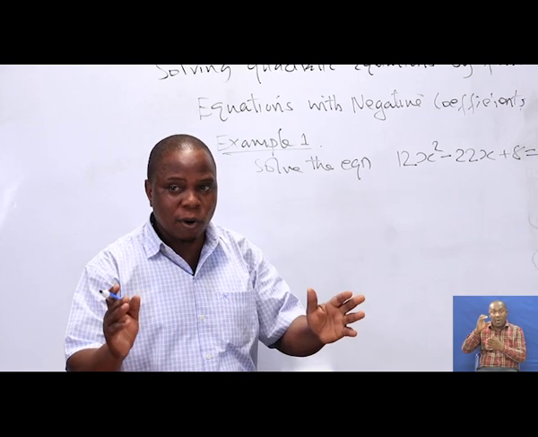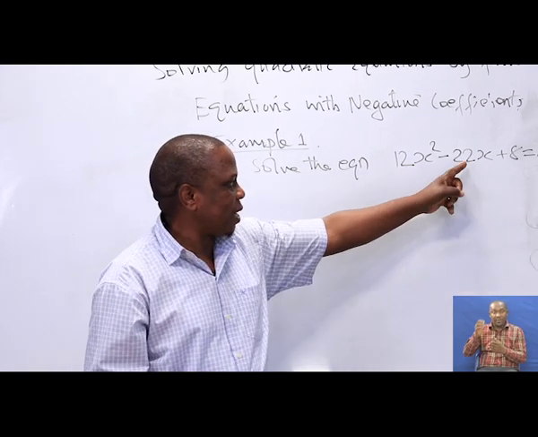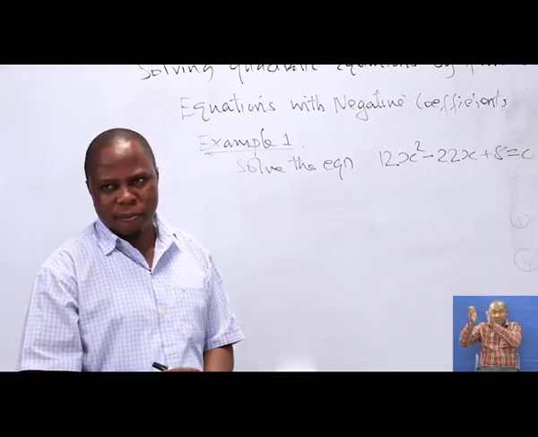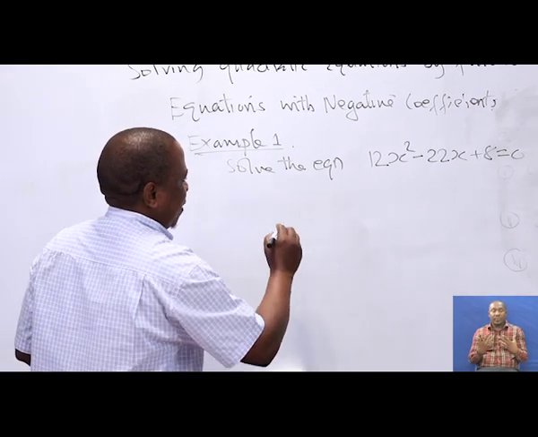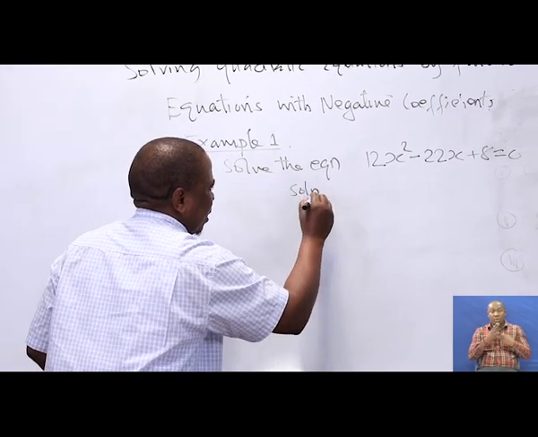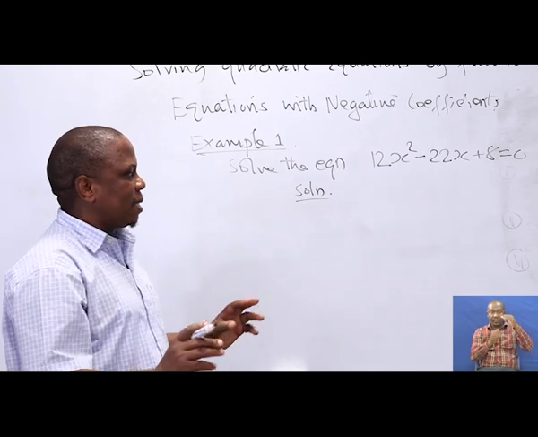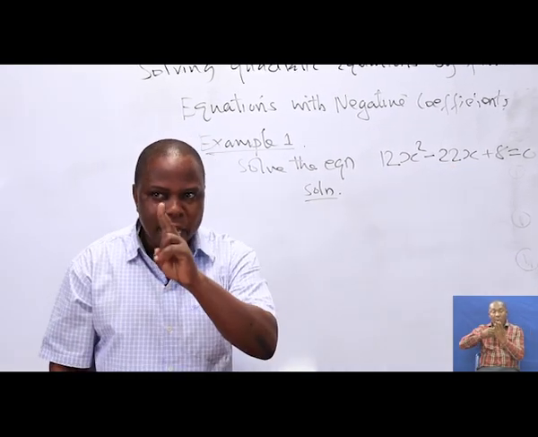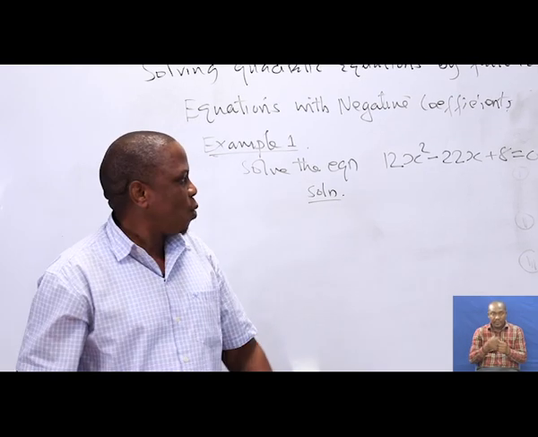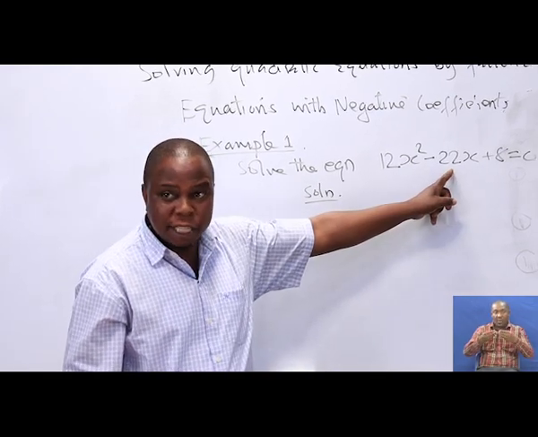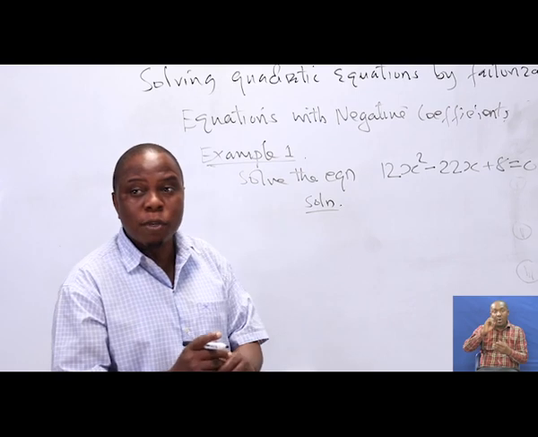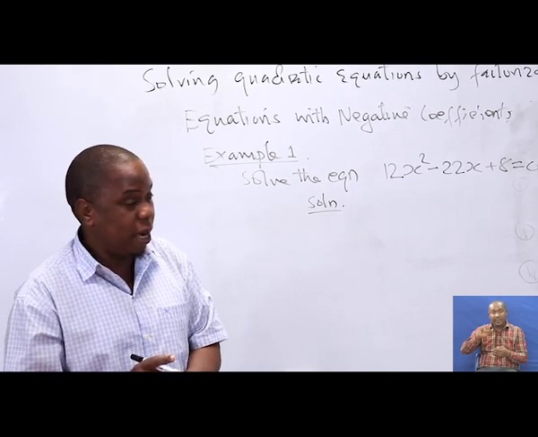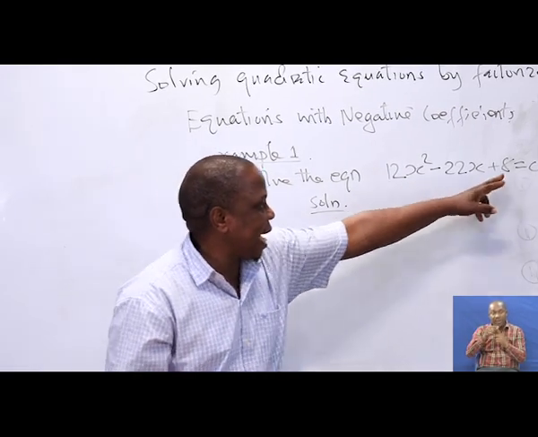I think you remember what coefficients are. Coefficients are these numbers which are written here, and this is the constant term. As before, you write here: solution. Now, you need two numbers. We solve by splitting the middle term. We need two numbers whose sum will give us the coefficient of the middle term and whose product will give us the product of this and this.